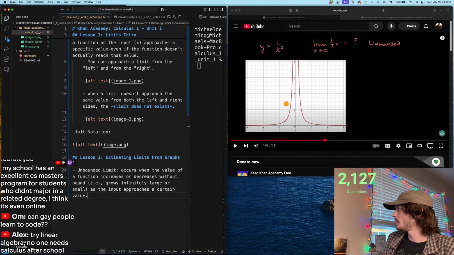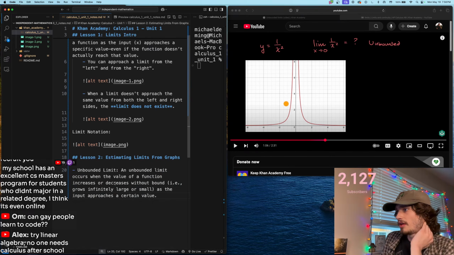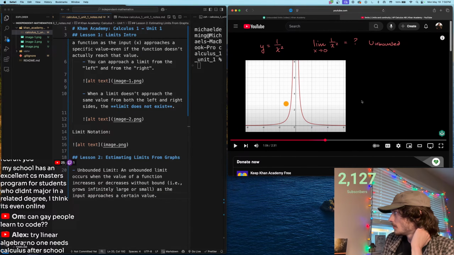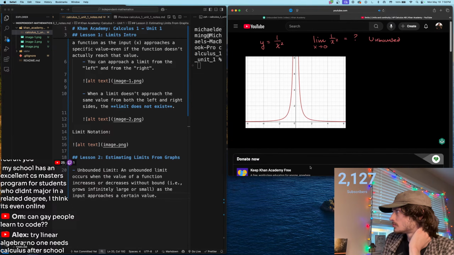An unbounded limit occurs when the values of a function increase or decrease without bound, i.e. grow infinitely large or small as the input approaches a certain value. We'll start to introduce ideas of infinity and notations around limits and infinity, where we can get a little bit more specific about what type of limit this is. But with that out of the way, let's look at another scenario.